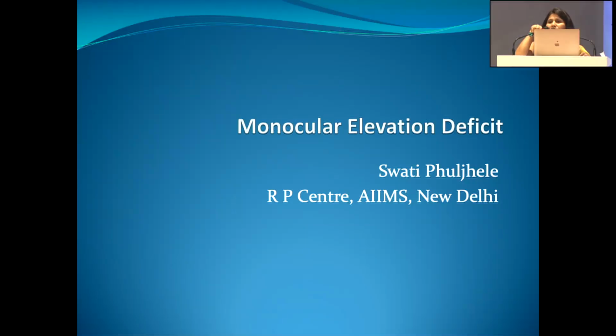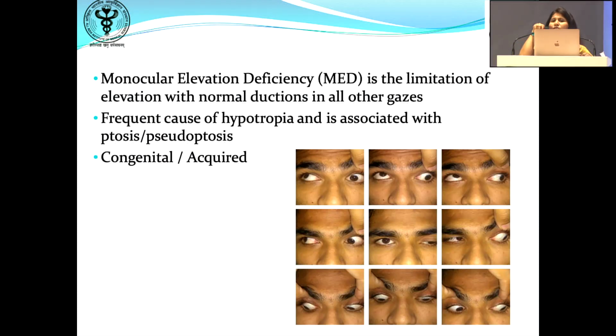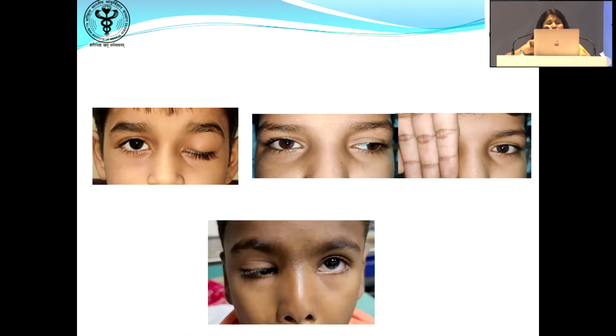So I would be talking about monocular elevation deficit, and of course the diagnosis is not so difficult. It is the limitation of elevation with normal ductions in all other directions except for elevation in abduction. It is a frequent cause of hypertropia, mostly congenital, and is often associated with ptosis or pseudoptosis. So there can be cases of ptosis, pseudoptosis, and Marcus Gunn jaw-winking phenomena.